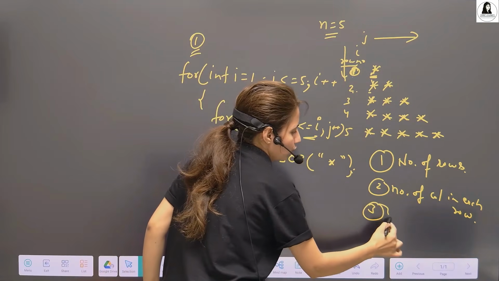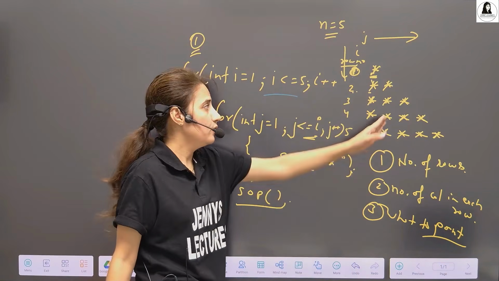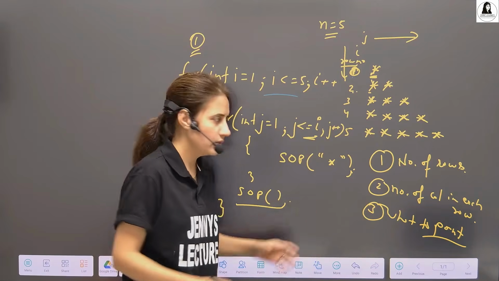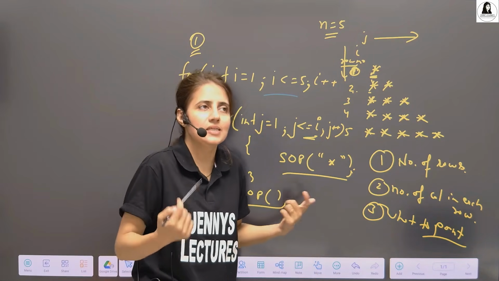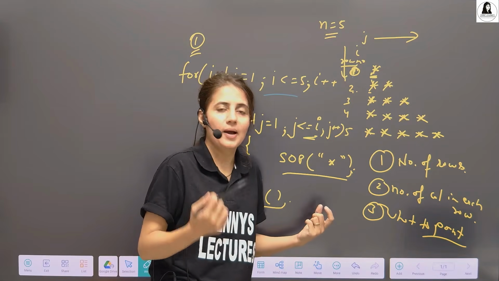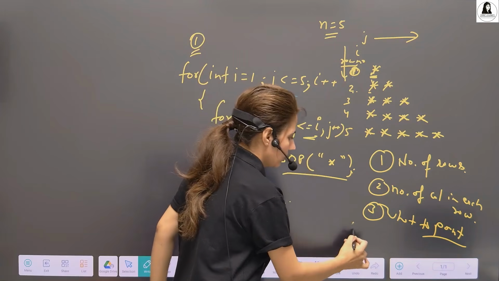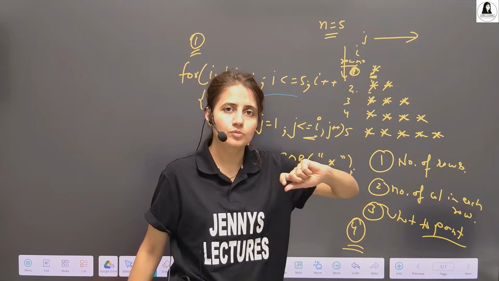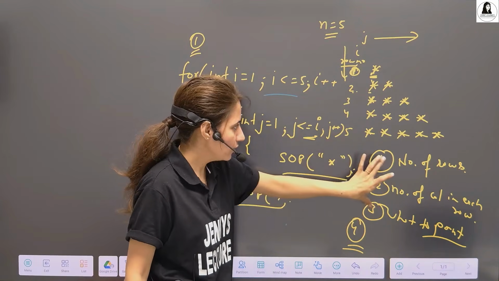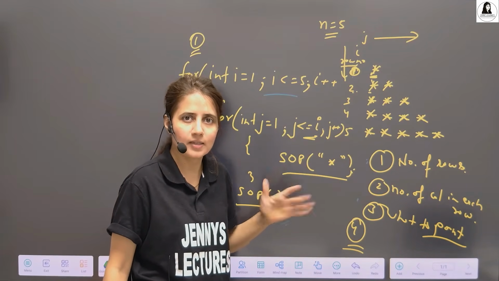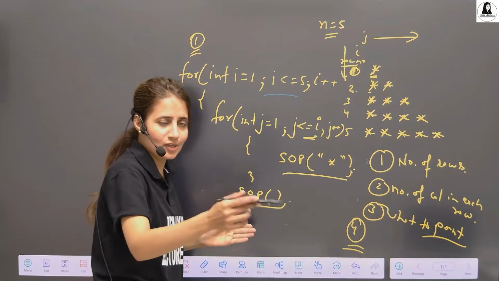Third, identify what to print. Here you have to print an asterisk, so simply print it in the inner loop. That's it. In some cases, there are patterns where you have to observe the symmetry as well. That is optional, a fourth step, and we'll see it when we discuss that type of question. For now, focus on these three things and you can solve any pattern question. So this is, I guess, a simple one. Let's try it out, I'll show you the output.